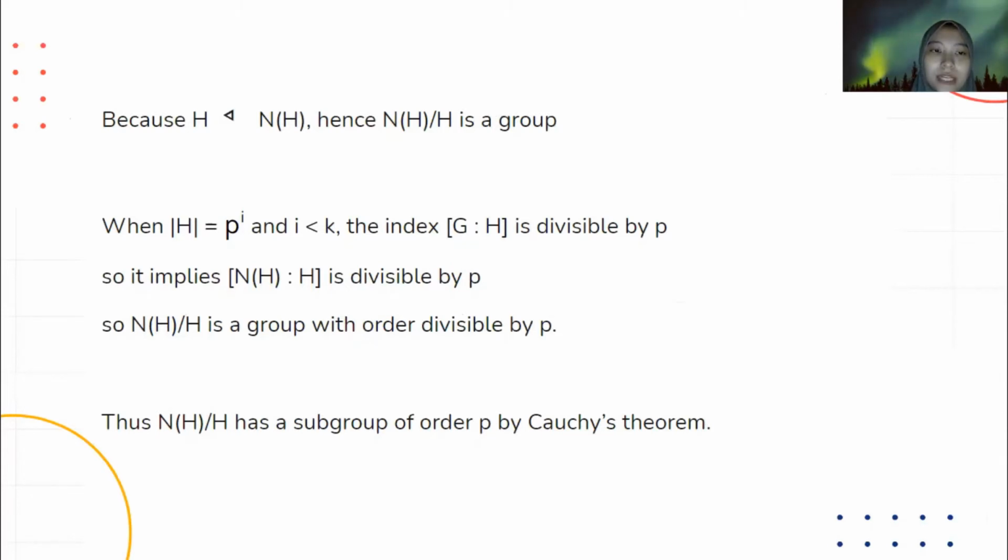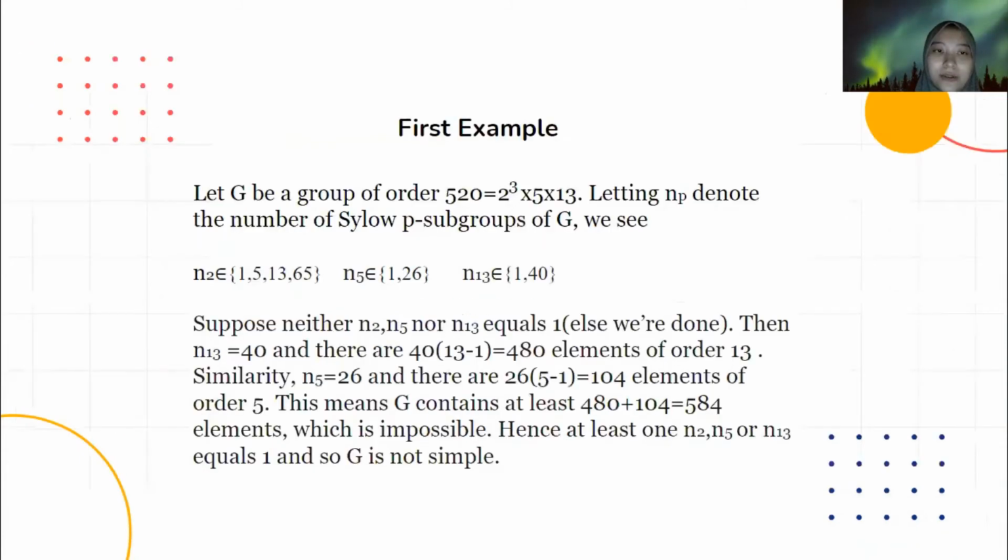When the order of H is P to the power of I and I is smaller than K, the index of H in G is divisible by P. So it implies the order of N(H) over H is divisible by P. So N(H) over H is a group with order divisible by P. Thus, N(H) over H has a subgroup of order P by Cauchy's theorem.